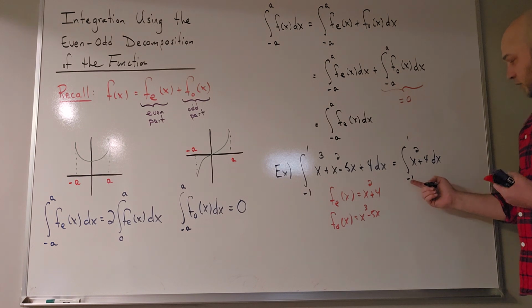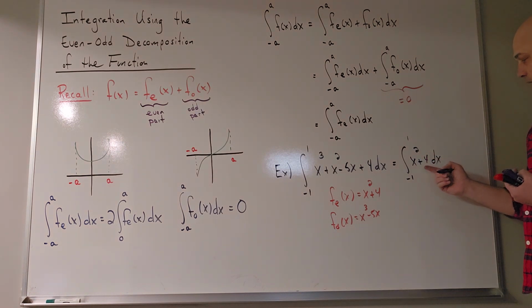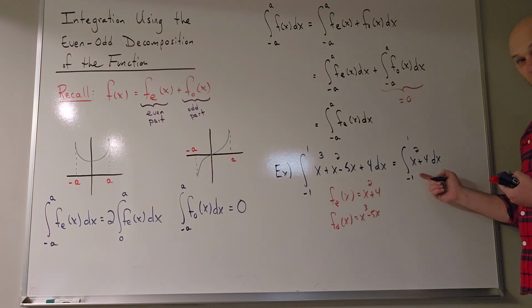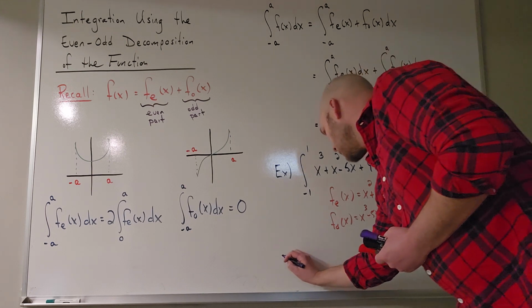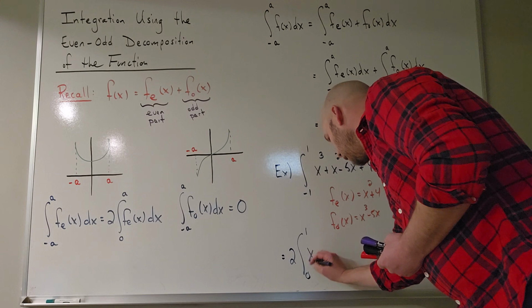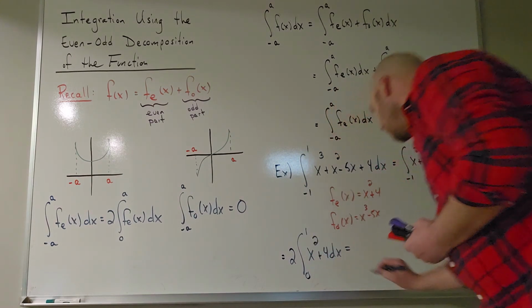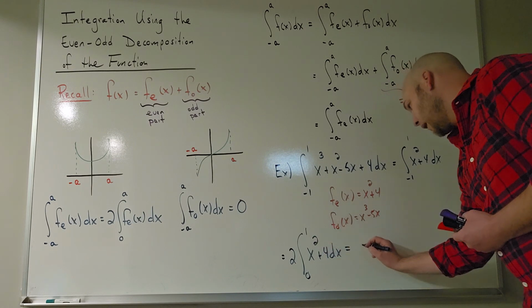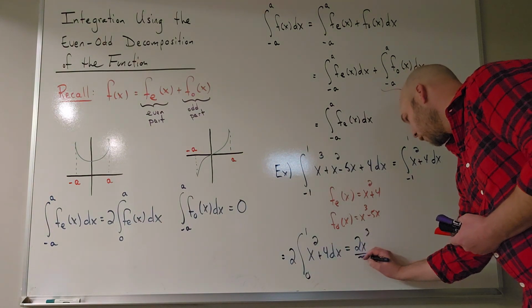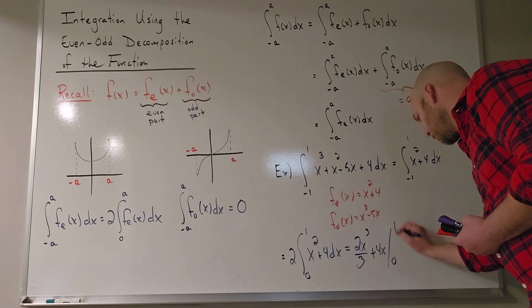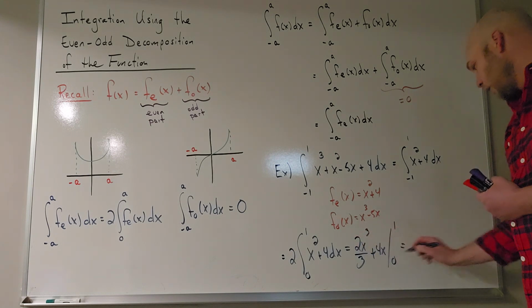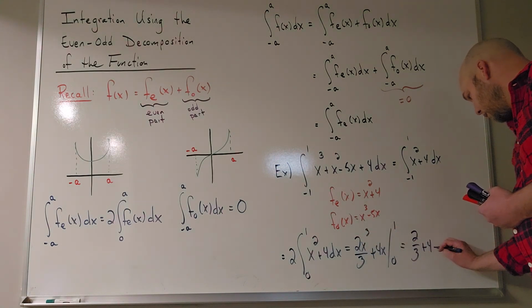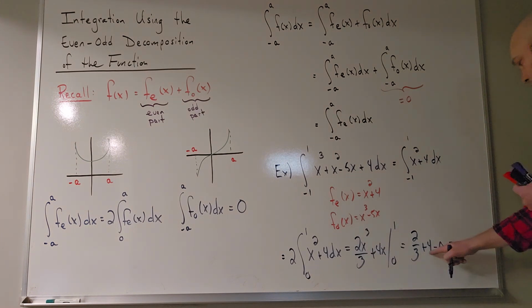In fact, if I double this and go from 0 to 1, it makes my evaluation a little cleaner, because both of those terms have a multiple of x, and when I plug 0 in, this is going to be 0. So let's make this twice the integral from 0 to 1 of x squared plus 4 dx, which gives 2x cubed over 3 plus 4x from 0 to 1. Then I plug 1 in, I get 2/3 plus 4 minus 0. And 4 is the same thing as 12 over 3, so that's 14/3.